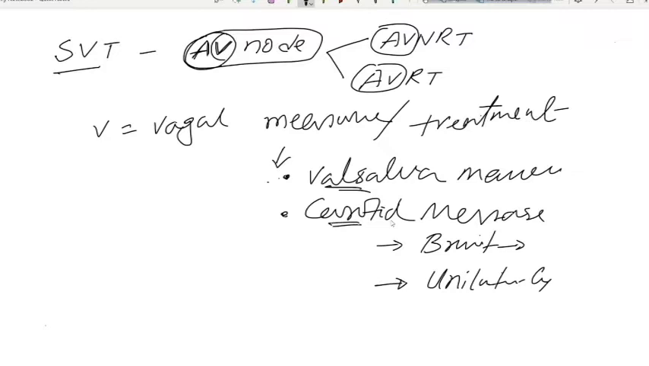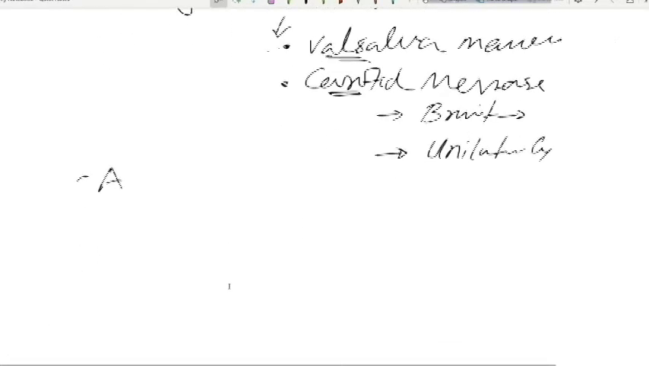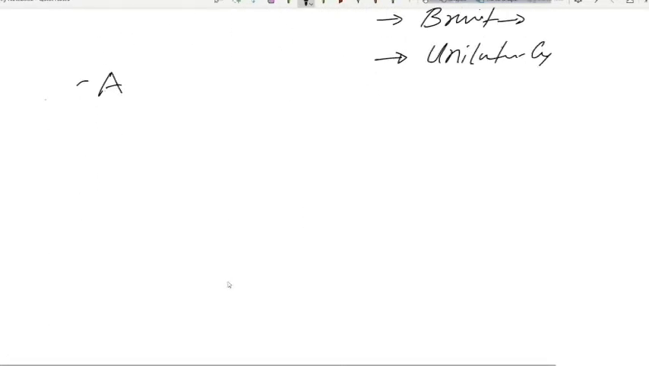Successful carotid massage, a good carotid massage can terminate SVT most of the time. And if this non-pharmacological procedure fail to terminate the SVT, then you should go for pharmacological treatment. And for pharmacological treatment, we will take the letter A from the AV node. A is the beginning letter, sorry. We will use the alphabet serially: A, B, C, D, and E.